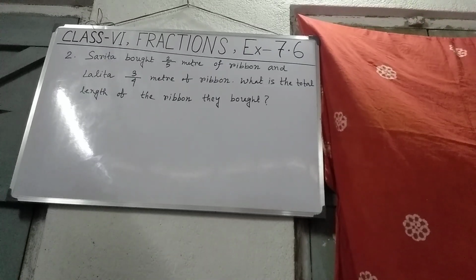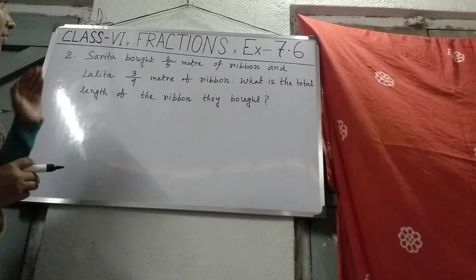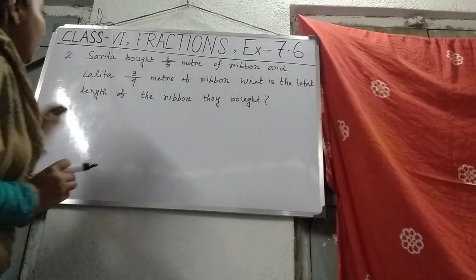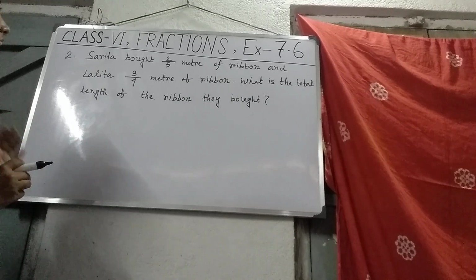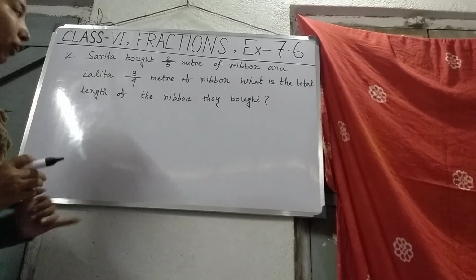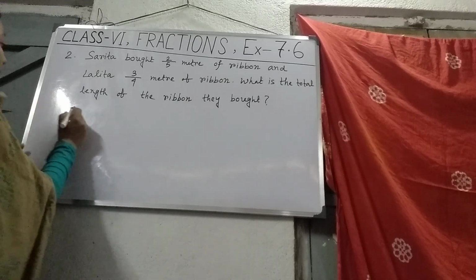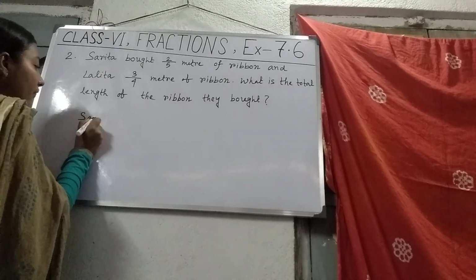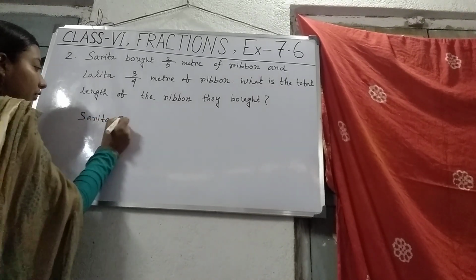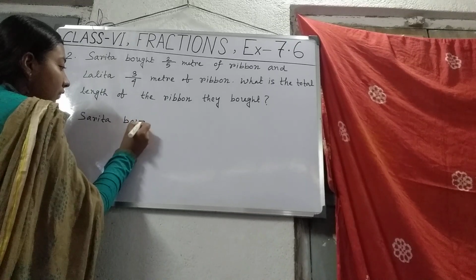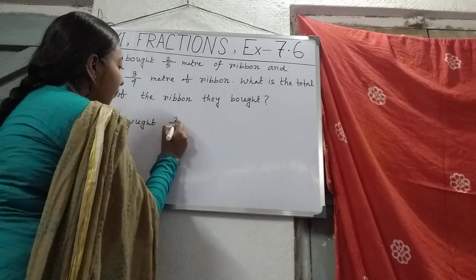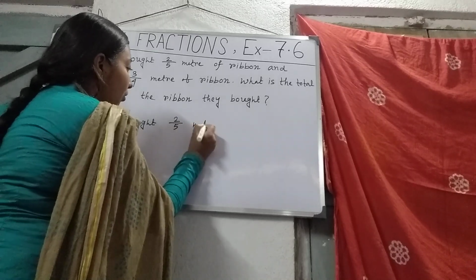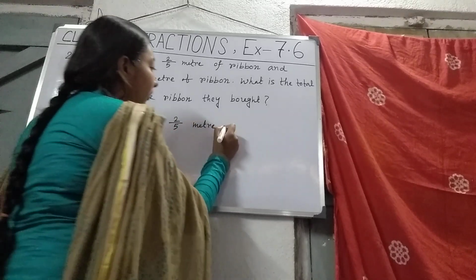Now question number 2. Shorita bought 2 upon 5 meter of ribbon and Lolita 3 upon 4 meter of ribbon. What is the total length of the ribbon they bought? So here Shorita bought 2 upon 5 meter of ribbon.